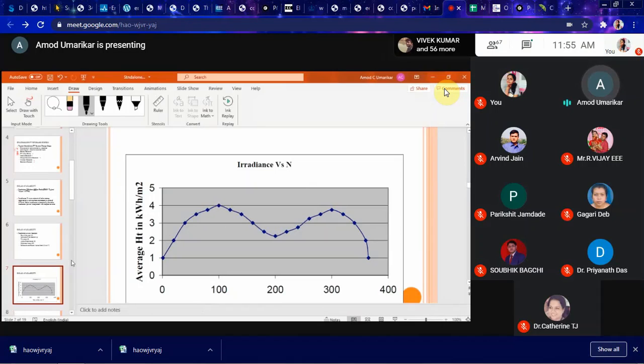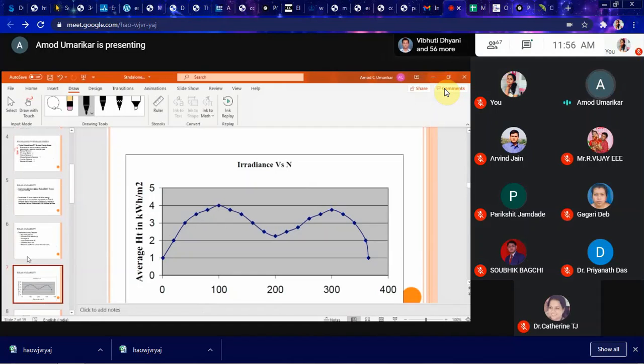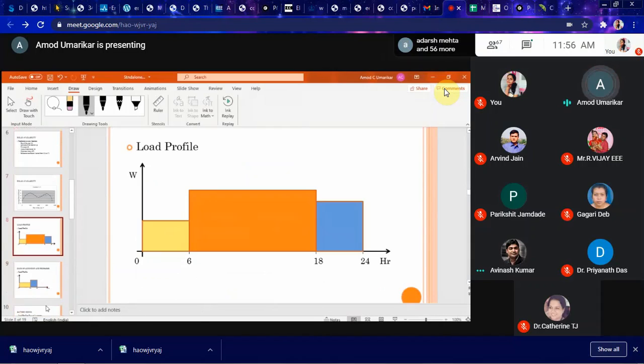So once we find this curve, what will be the next step? Calculation, I think. The next step is to find what the load is.